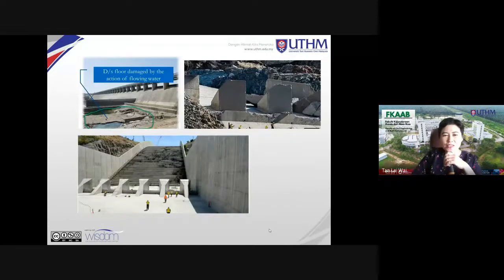Now, I'm just showing these images because I want to show you, for example, this floor being damaged due to the high action of flow. In these images, if you look at this, it has some sort of chute blocks. Look at this size. It's humongous. It's so huge.